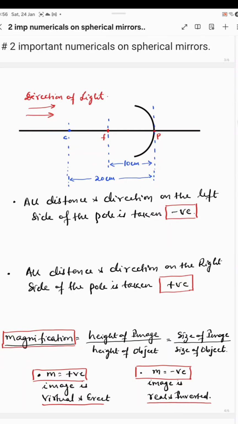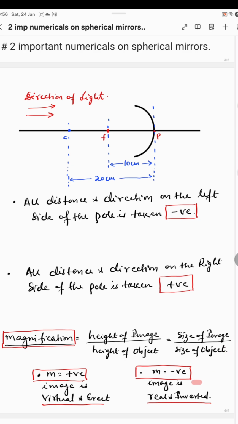Hi students, today let's see some important numericals on spherical mirrors. Let's discuss the sign convention also before we start doing the numericals. All directions on the left side of the pole are taken as negative directions, and all directions on the right side of the pole are taken as positive directions.